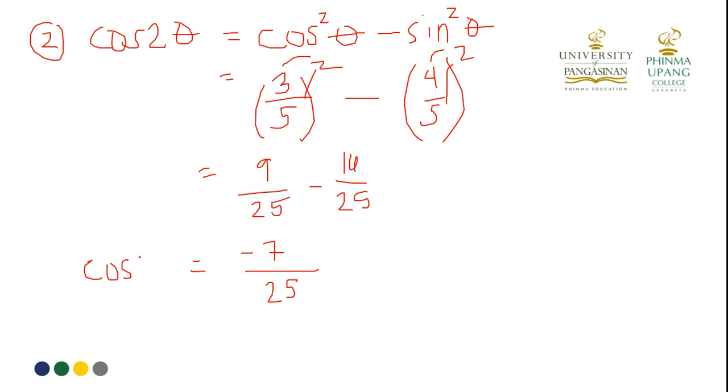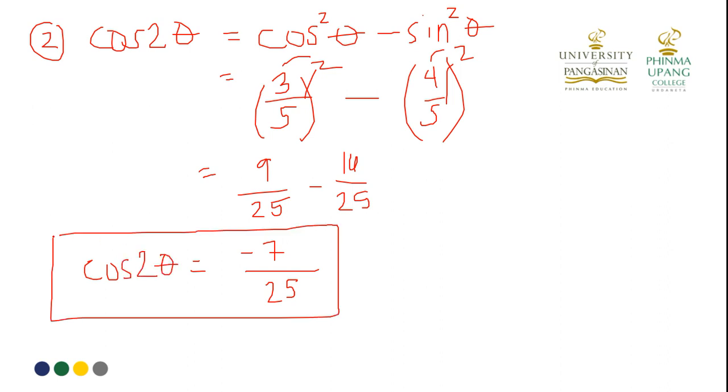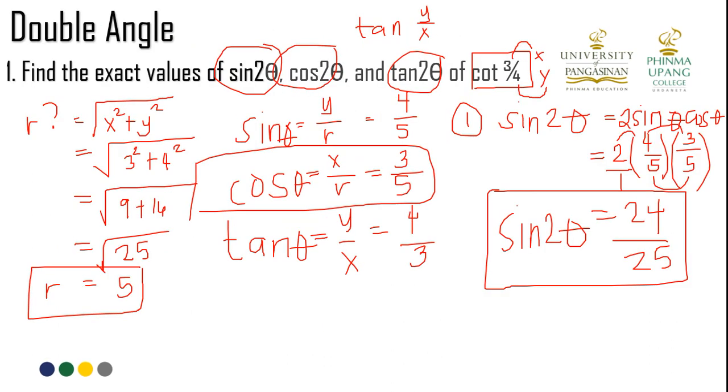So cos 2 theta. Hindi naman pwedeng i-divide sa 7 yung 25 kasi 7 is a prime number. Okay. And 25, the factors of 25 is 5 times 5, 1 times 25 only. So final answer na yan. Negative 7 all over 25. Again, this is the final answer for number 2. So ano yung tinatanong sa dulo? Tan 2 theta. So punta tayo sa tan.